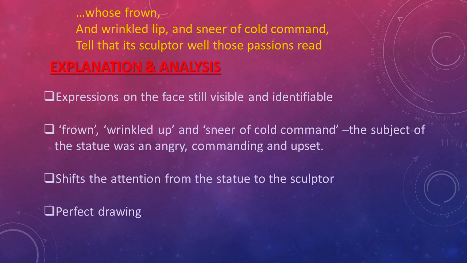But the next line shifts the attention from the statue to the sculptor who created it. The traveler admires the artist and felt his subject's passion and emotion very well. Subject means the man in the statue. That is why he could draw the face so perfectly that is still visible.